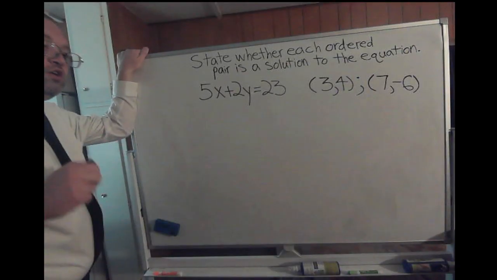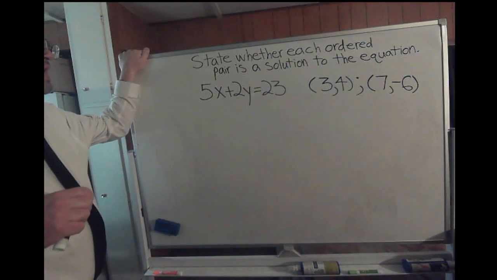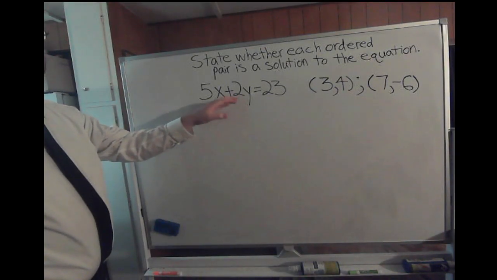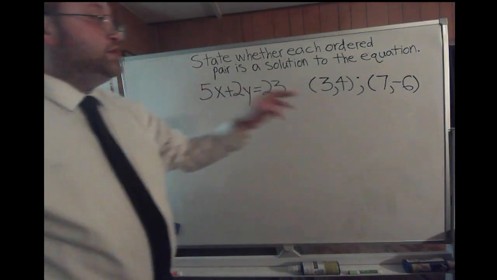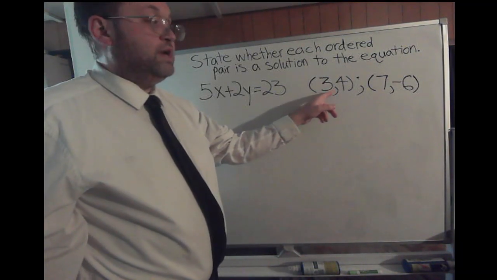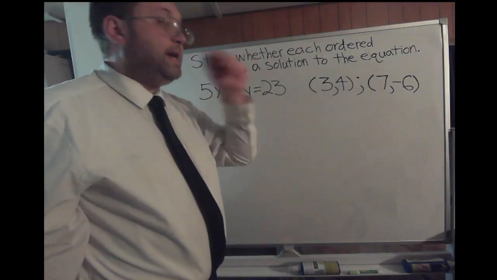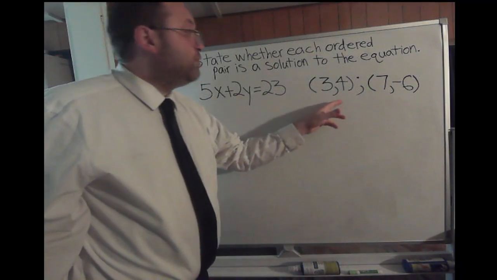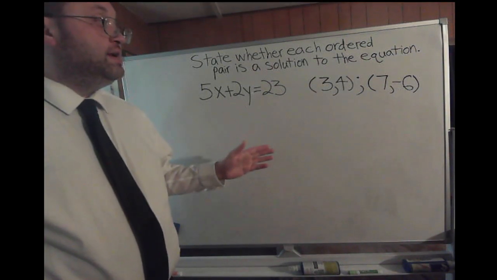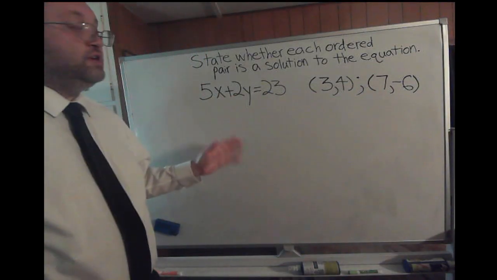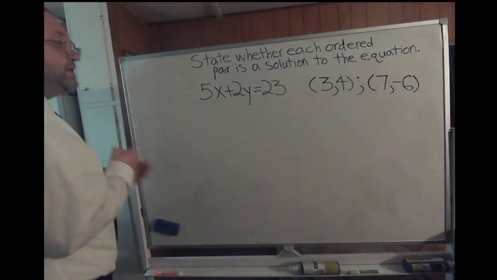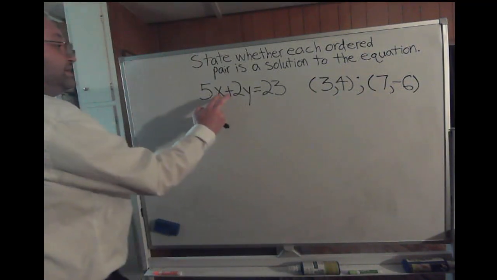Some of you may recall from pre-algebra how we had equations of two variables. When you have x and y together, you graph it, you get a line. And then you have ordered pairs. The first coordinate in each ordered pair is your x coordinate, the second coordinate is your y coordinate, okay? If that ordered pair is a solution to the equation, it lies on that line. If an ordered pair is not a solution to the equation, then it does not lie on that line. So we're going to determine whether each of these ordered pairs lie on this line.